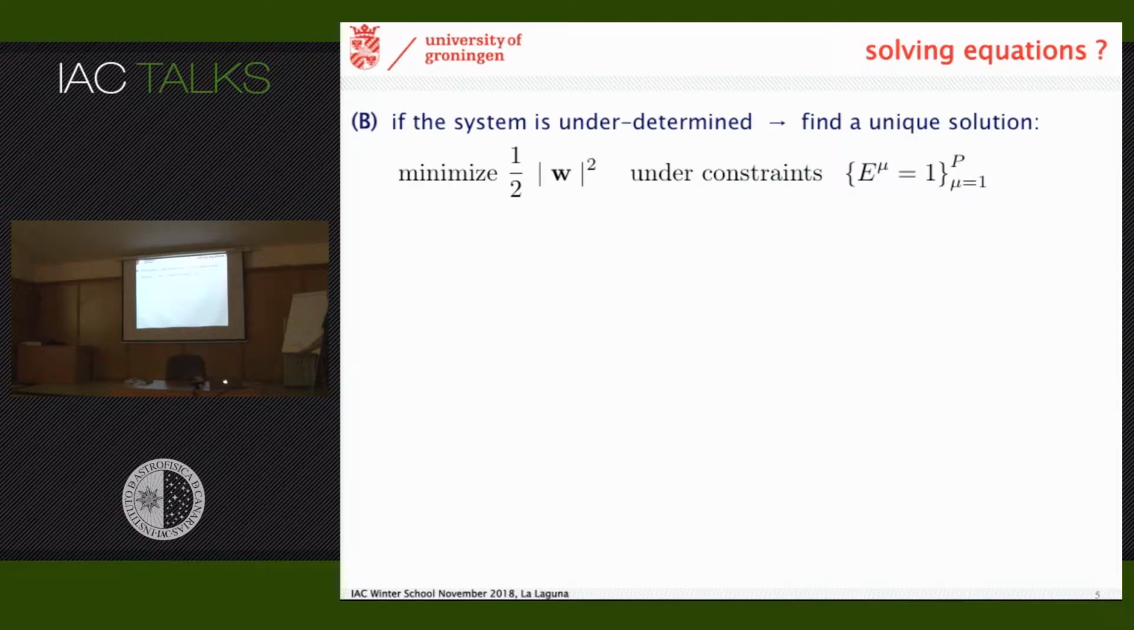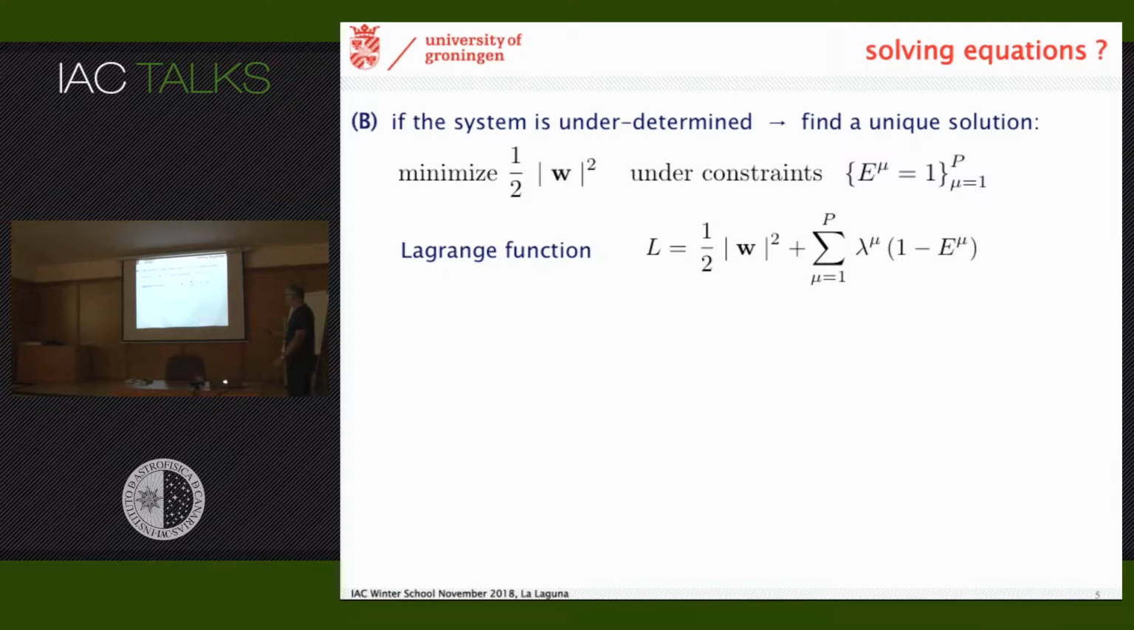But then we can find a unique solution that satisfies all the equations and gives me minimal norm of the coefficient vector W. That's a reasonable thing to do. So we would have an optimization problem: minimize the norm squared of W under constraints that all the equations are exactly satisfied. Okay? Well, how do we do that?